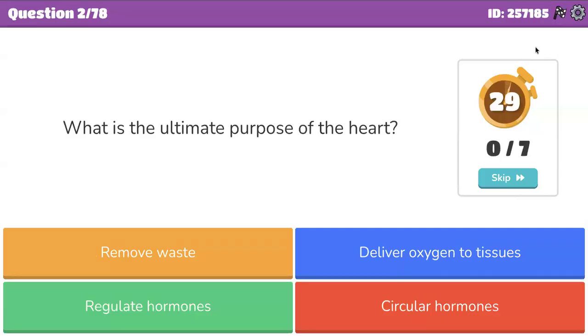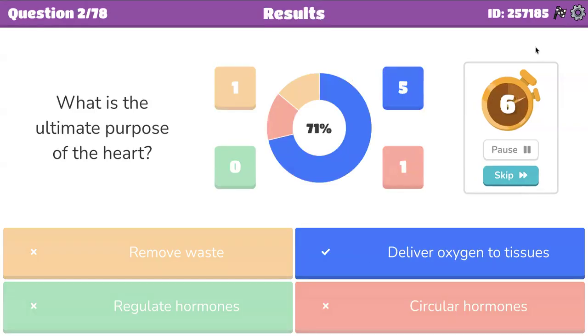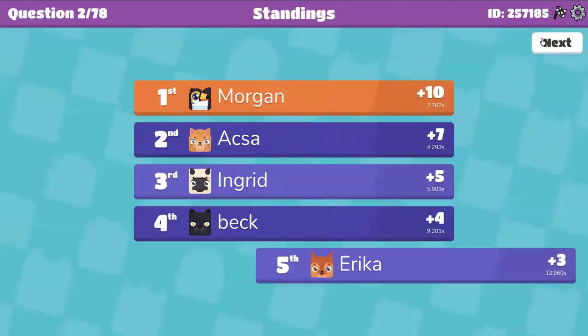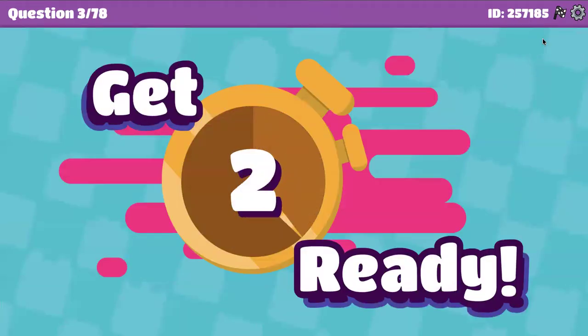What is the ultimate purpose of the heart? To remove waste, regulate hormones, deliver oxygen to tissues, or circulate hormones. It's to deliver the oxygen to the tissues. Our kidneys remove waste from our bloodstream, not the heart.